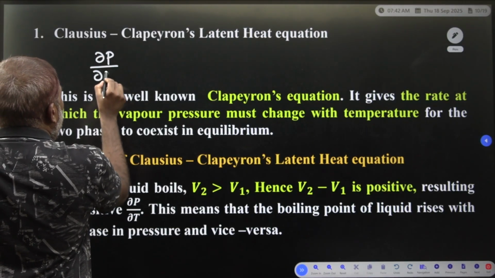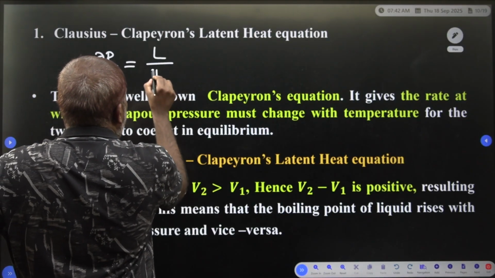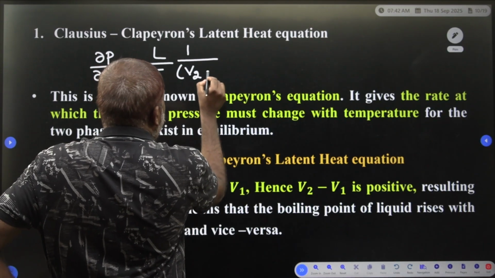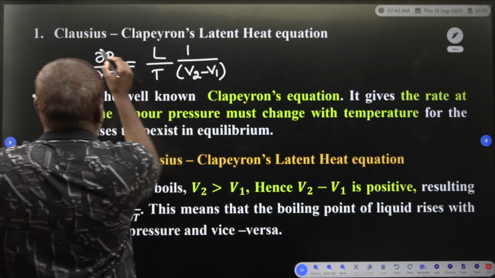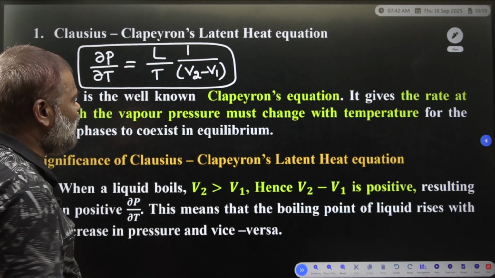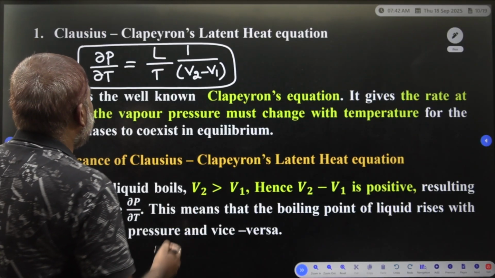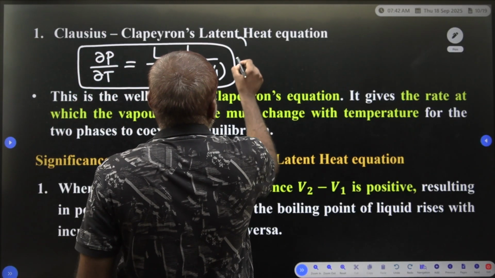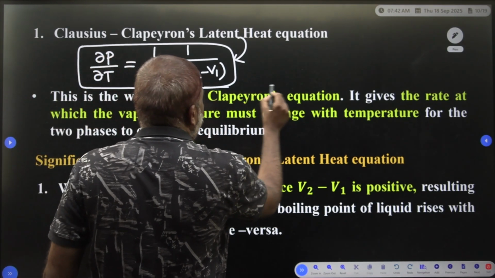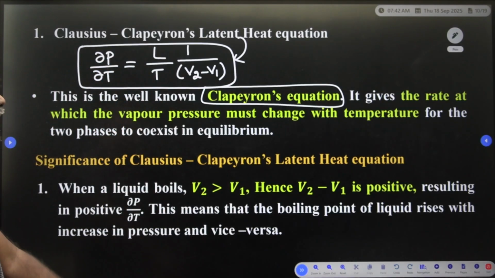∂P/∂T is equal to L/T into 1/(V2 − V1). This equation we call the latent heat equation. This is the Clausius-Clapeyron latent heat equation. It is also known as Clapeyron's equation.